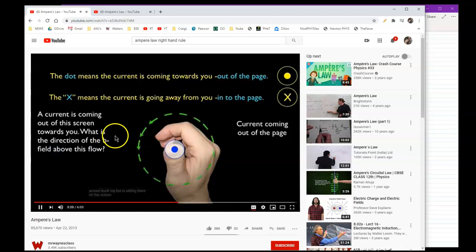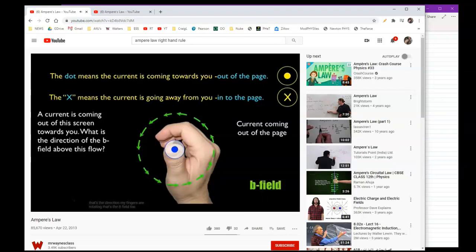My fist is sitting there on the screen and making a circle. Do you see the curl of his fingers? That's basically the direction of the magnetic field. So the thumb is pointing in the direction of the current, and the curl of his fingers, do you see the circle right there, those arrows? It's basically the direction of the magnetic field. Got it? So that's the direction my fingers are rotating.